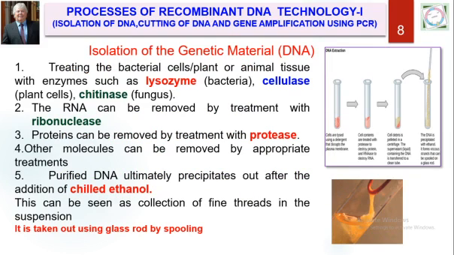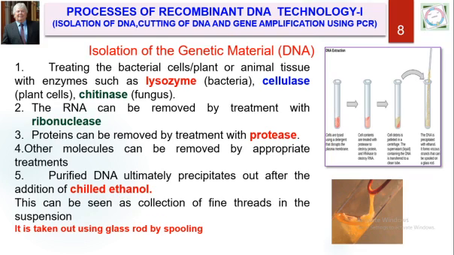First of all, we'll treat the cell from which DNA has to be extracted. If it is bacterial cell, we'll use lysozyme. If it is plant cell, we'll use cellulase to digest the cellulose. And if it is fungal cell, we'll use chitinase. Then after, the cell is treated with ribonuclease so as to remove the RNA. It is done after homogenization or blending.